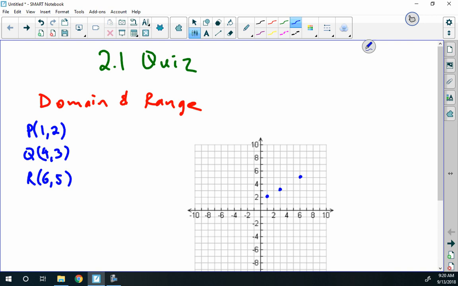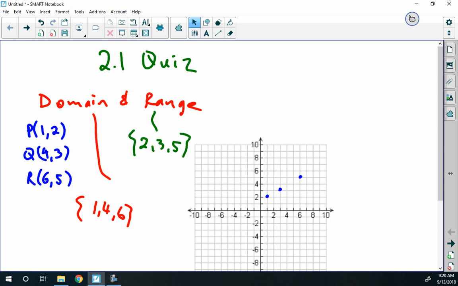Well, we could say that our domain is 1, 4, and 6. And we could say our range is 2, 3, and 5. And the world would be a nice, happy place, and everybody would get that right.